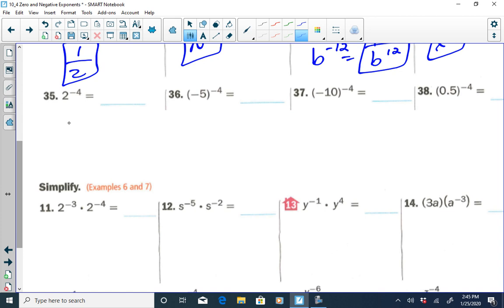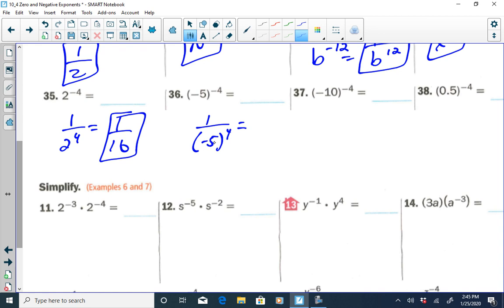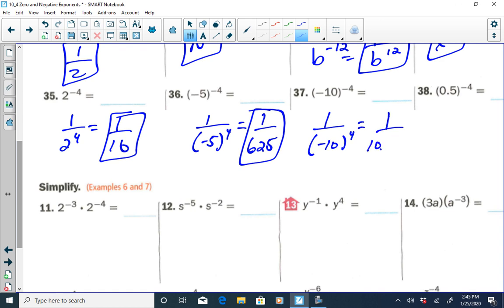We continue. This is 1 over 2 to the 4th. 2 times 2 is 4, times 2 is 8, times 2 is 16. So that's 1 over 16. This is 1 over negative 5 to the 4th. 5 times 5 is 25. Times 5 is 125. Times 5 is 625. We have an even number of powers, so that should be 1 over 625. This is 10 times 10 is 100, times 10 is 1,000, times 10 is 10,000. So that's 1 over negative 10 to the 4th. Right, so that is 1 over 10,000.